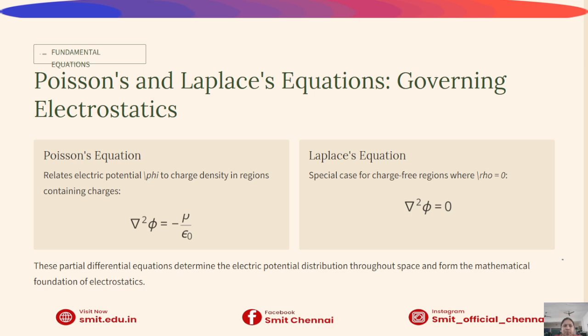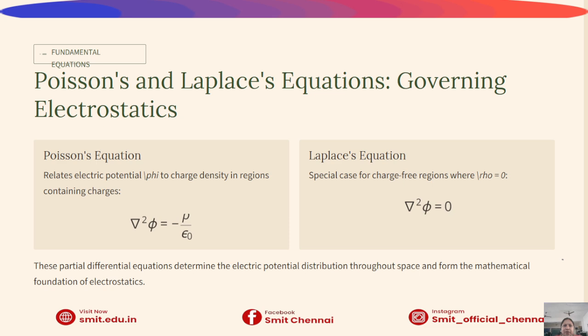Next we see about the Poisson's equation. Poisson's equation is one of the fundamental equations in electrostatics that relates the electric potential to the charge distribution present within a region. It is expressed mathematically as the divergence of the gradient of potential equal to minus charge density divided by permittivity. This equation is applicable in regions where electric charges are present.